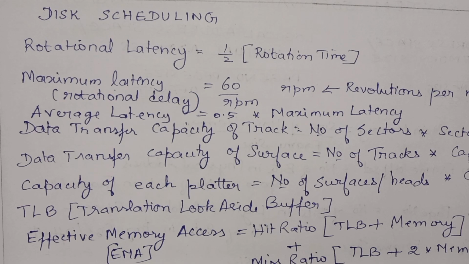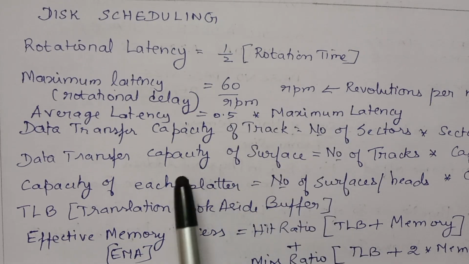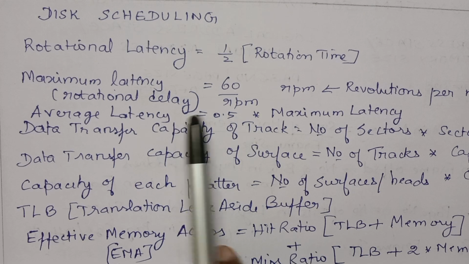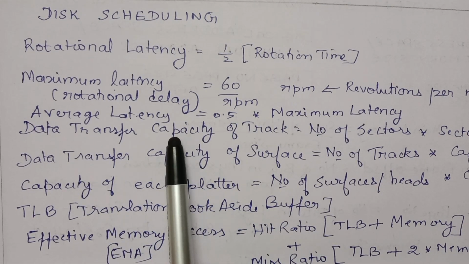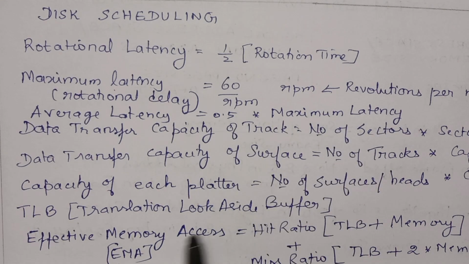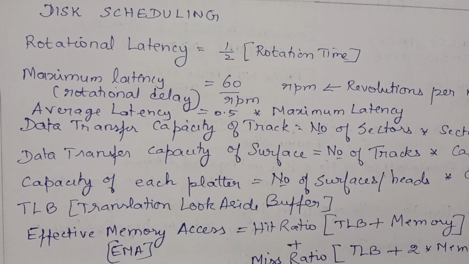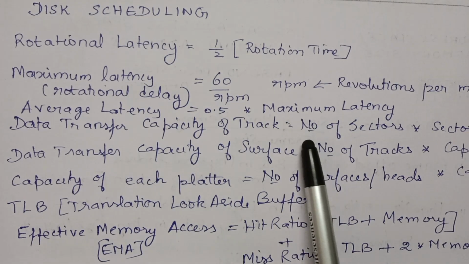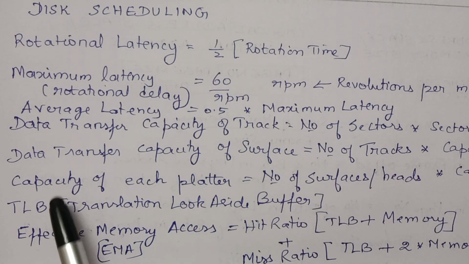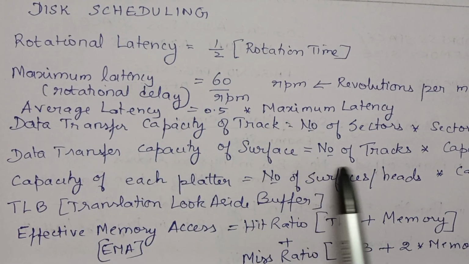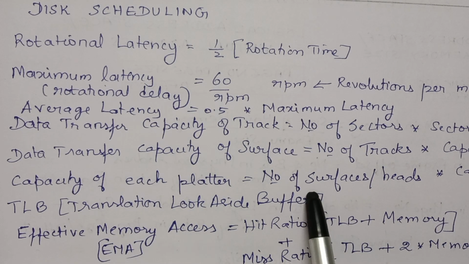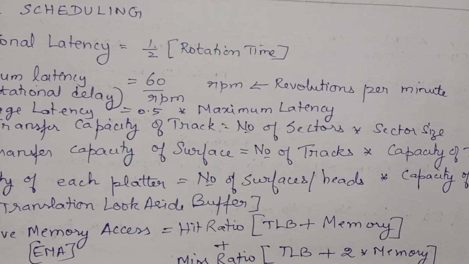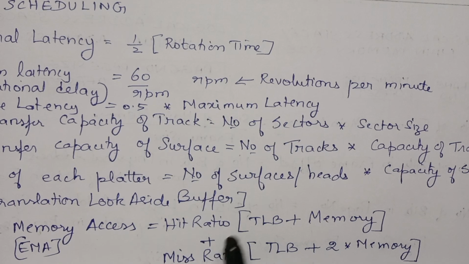Disk scheduling: rotation latency is equal to half of the rotation time. Maximum latency, or rotation delay, is equal to 60 divided by RPM, that is revolutions per minute. Average latency is equal to 0.5 times the maximum latency. Data transfer capacity of a track: a track consists of sectors, so it is the number of sectors times the sector size. Capacity of a surface is equal to the number of tracks times the capacity of a track. Capacity of each platter is equal to the number of surfaces or heads times the capacity of a surface.